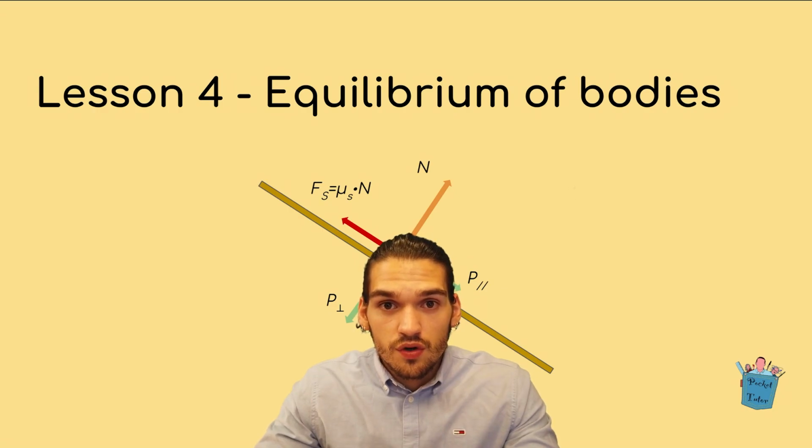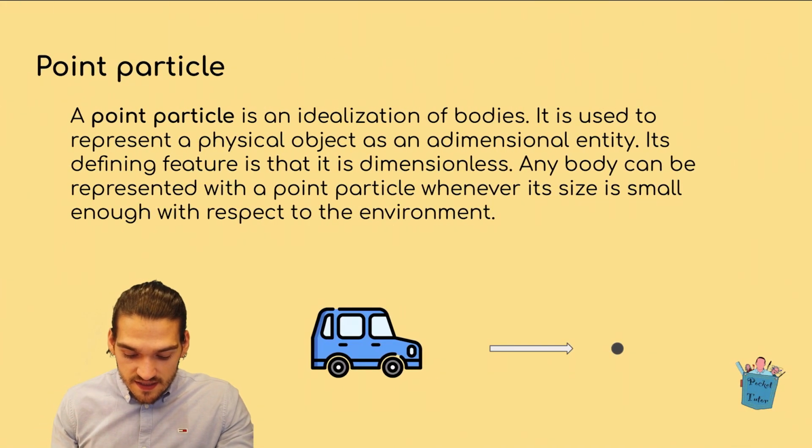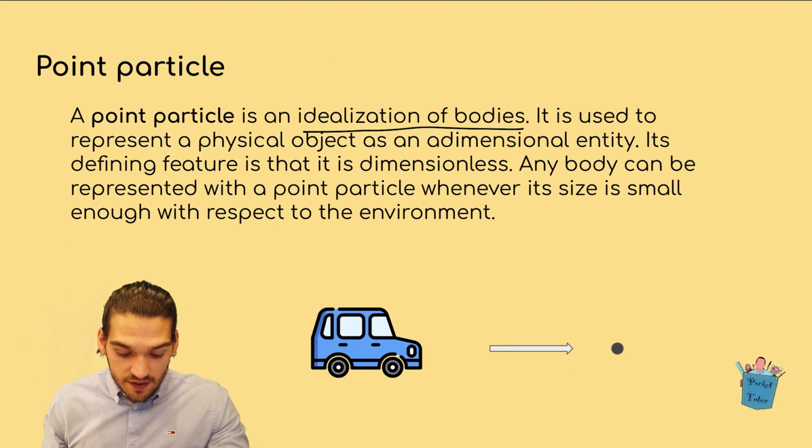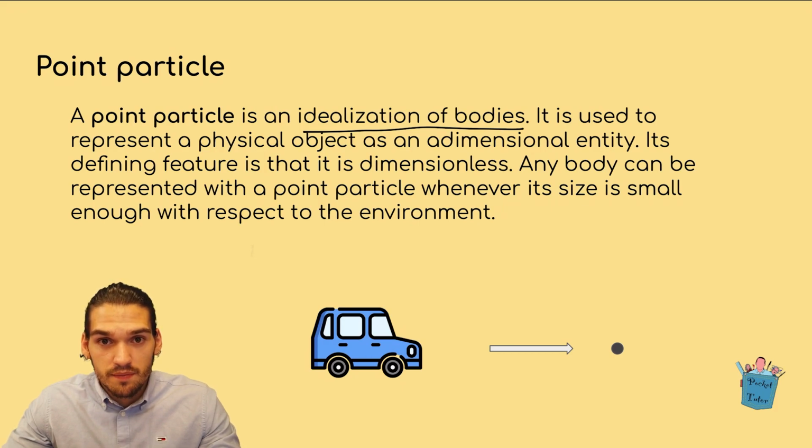But in order to do so, we firstly have to introduce the concept of a point particle. A point particle is an idealization of a body. It is used to represent a physical object as a dimensionless entity. What characterizes a point particle is that it is dimensionless, and any body can be represented with a point particle, as long as its size is much smaller than the environment where the body is.